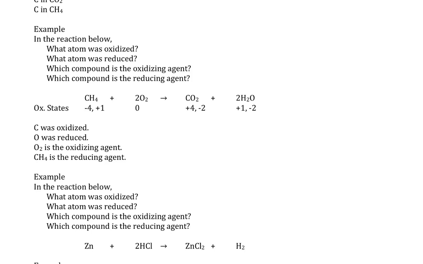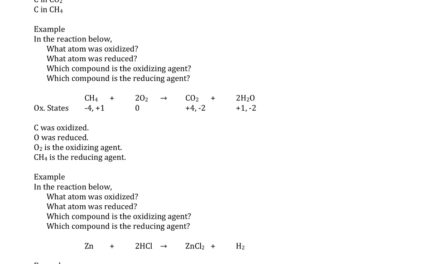Hydrogen +1 on both sides, so it's not changed. Oxygen is 0 going to -2. It's gone down the number line. It's been reduced. So O has been reduced. Always in a chemical reaction, something is oxidized, it gives up electrons, something else is reduced, it takes on electrons. Always we have electrons coming from something going to something. So one is oxidized while the other one is reduced.